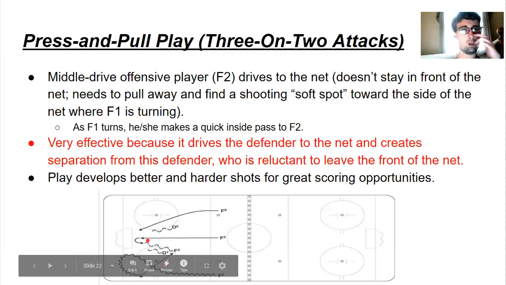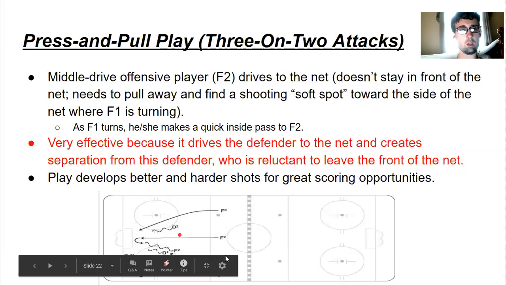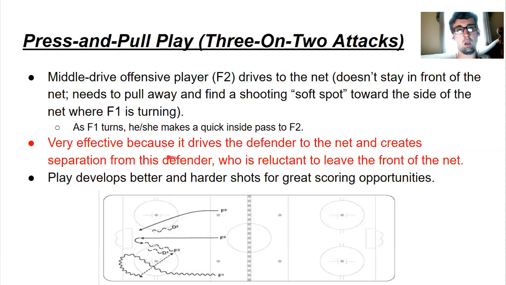As F1 turns, he or she makes a quick inside pass to F2. Very effective because it drives the defender to the net and creates separation from this defender, who is reluctant to leave the front of the net. Play develops better and harder shots for great scoring opportunities.